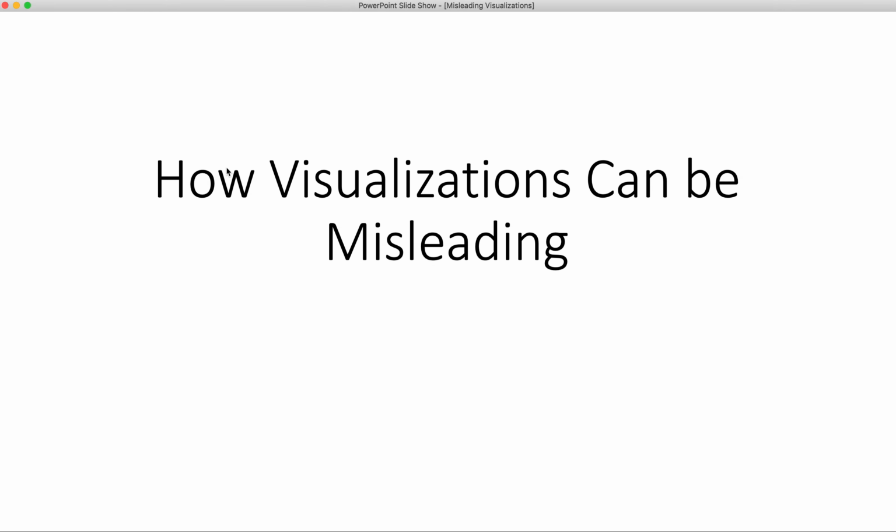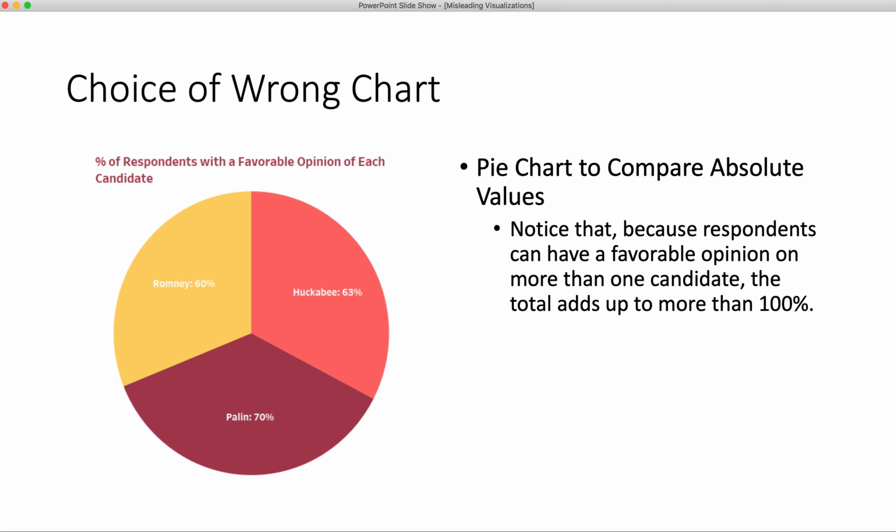So how can visualizations be misleading? Well, the first option is, of course, to come up with the wrong chart. For example, a pie chart to compare absolute values. In this case, because respondents can have a favorable opinion on more than one candidate, the total adds up to more than 100%, and that's misleading. If the question had been a forced choice question, like which of these three candidates do you have the most favorable opinion about, then the total would have added up to 100 or maybe a bit less, and then a pie chart would have been appropriate.